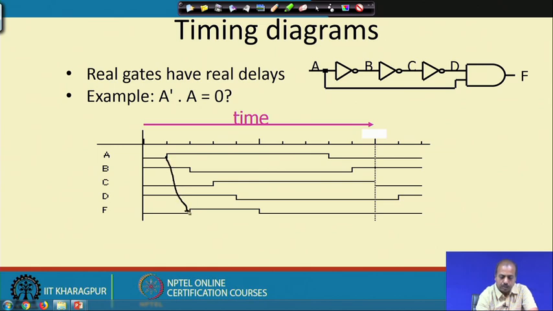This is reflected at this point after the delay, and then it remains high for this much time, and then D became low at this point. After a gate delay, F has come down. So we were expecting to get a constant 0 at the output F, but what you see is that in between F has become 1. This is called the hazard, okay, that we will see in more detail in successive slides.